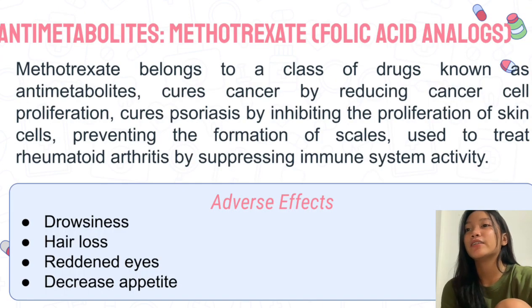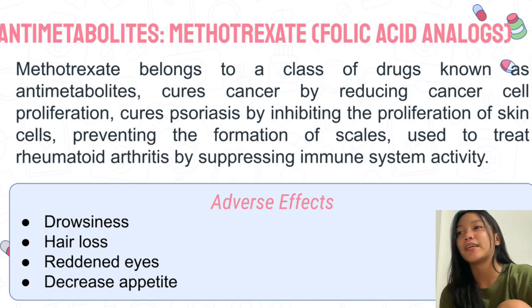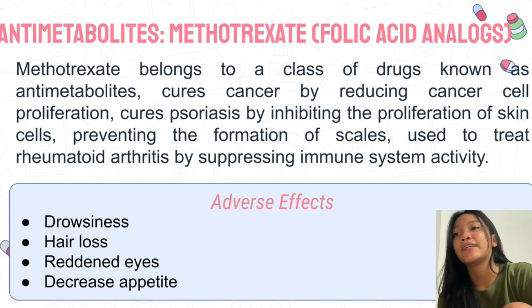So the drug in the folic acid analogs is methotrexate. Methotrexate belongs to a class of drugs known as antimetabolites. It treats cancer by reducing cancer cell proliferation and treats psoriasis by inhibiting the proliferation of skin cells, preventing the formation of scales, and is used to treat rheumatoid arthritis by suppressing immune system activity. The adverse effects of methotrexate are drowsiness, hair loss, reddened eyes, and decreased appetite.